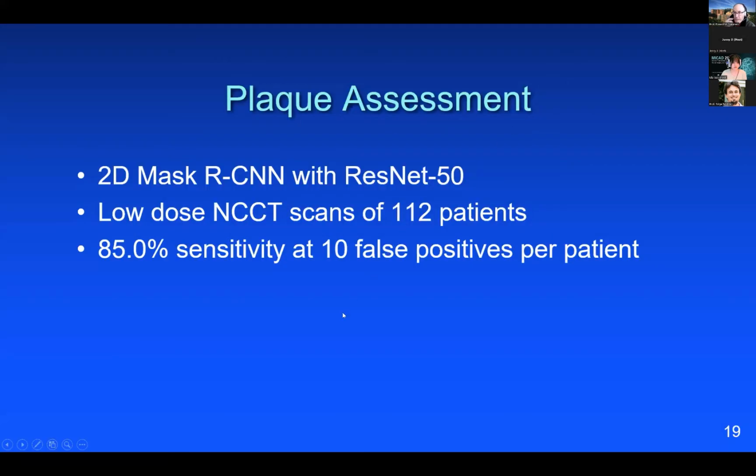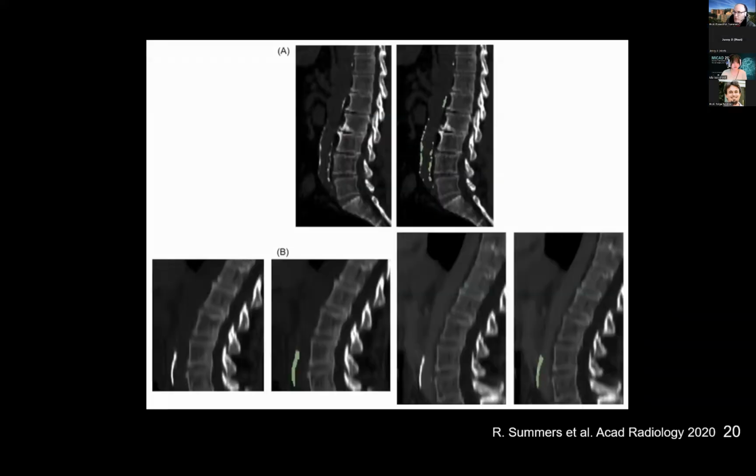So that first technique, as I mentioned, was a 2D mask RCNN with a ResNet 50. It was trained on low-dose non-contrast CT scans and had 85% sensitivity at 10 false positive plaques per patient, which was a pretty good performance, but we moved to a 3D model shown in this example that could also detect plaques on both non-contrast and contrast-enhanced CT scans.